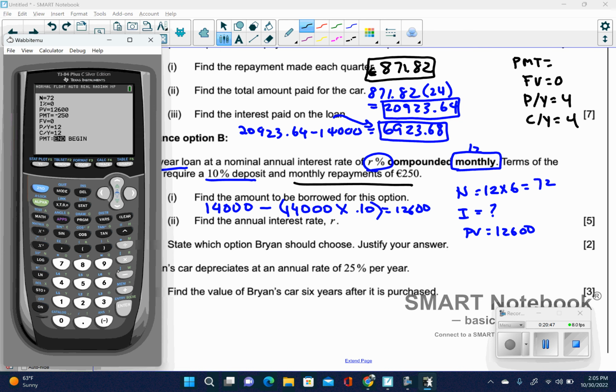Our future value is 0. The principal per year is going to be 12. That's how much is being compounded. So 12 and 12. All right. So now we're gonna go over here.